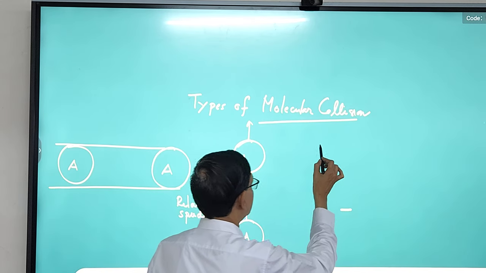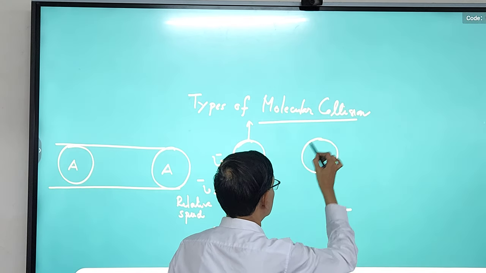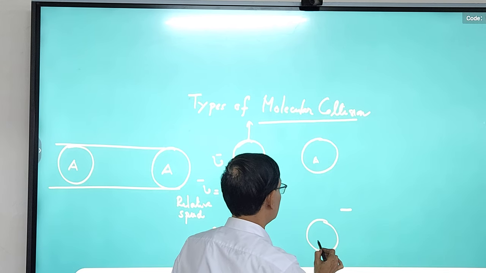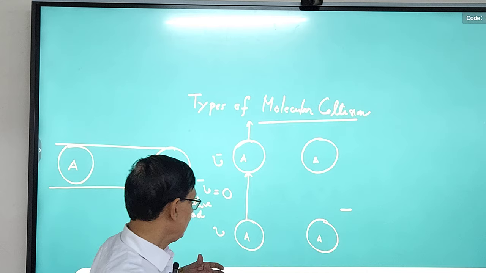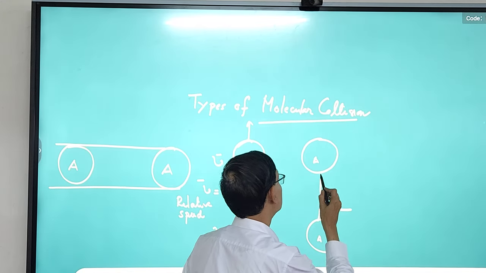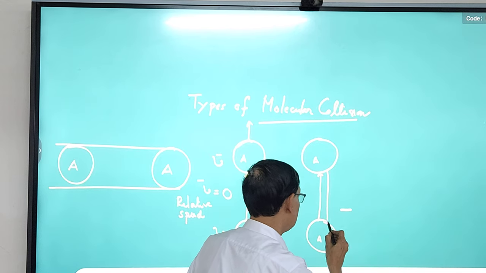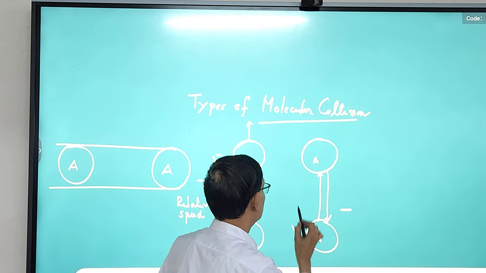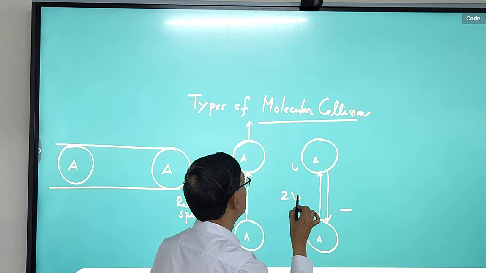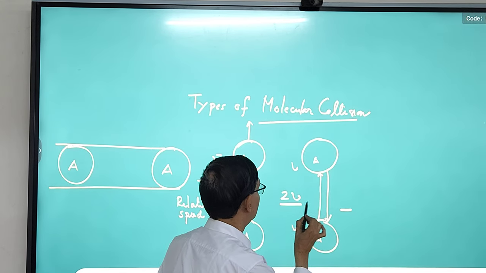Another case, same molecule, sometimes it is a head-on collision or a glancing collision. So this approaches this and this approaches this, nu, this is 2 nu. That is also not very effective.